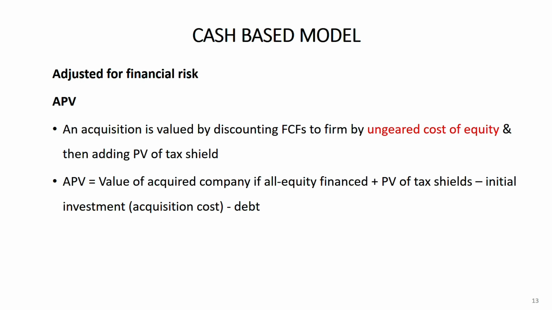Again the same thing. Minus. What do you have to minus? The initial investment. What is the initial investment? That is the acquisition cost. And minus your debt. You have to minus your debt because the value goes to equity holders only. So debt has to be minused. So the answer what remains is your adjusted present value.